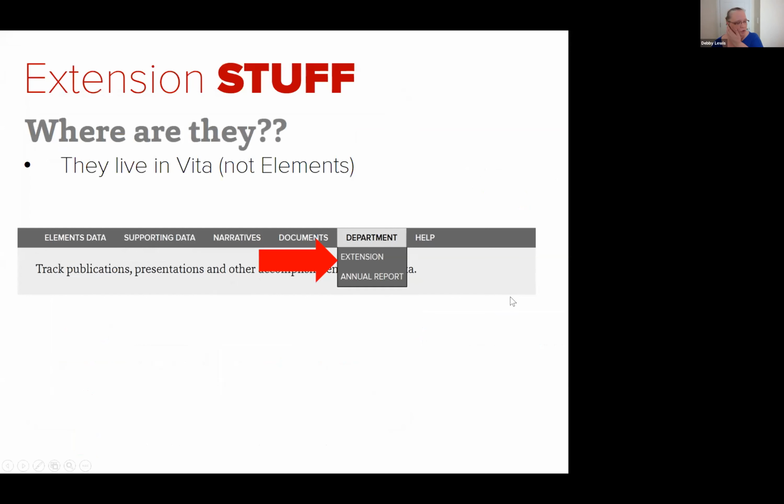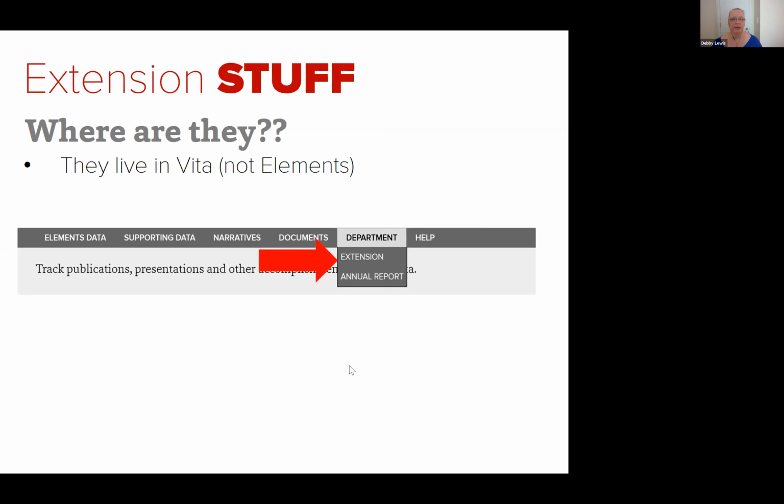You only need to click on that Curate Elements Data button 1 time, that very first time. So where does our extension stuff live? When you hover over that department tab, you'll see a drop-down menu come out. And you'll see extension and annual report. So this is where you're going to get to the extension module where we're going to input our data. And it's also where you're going to be able to create an extension annual report, which is what this second button does, where you're going to get your output of your data for that extension annual review every year.